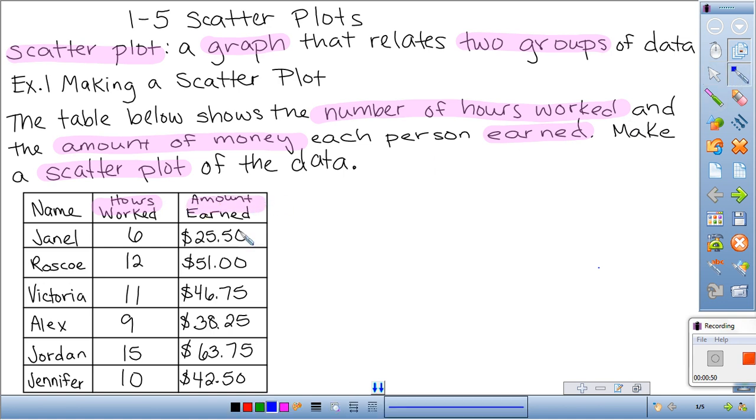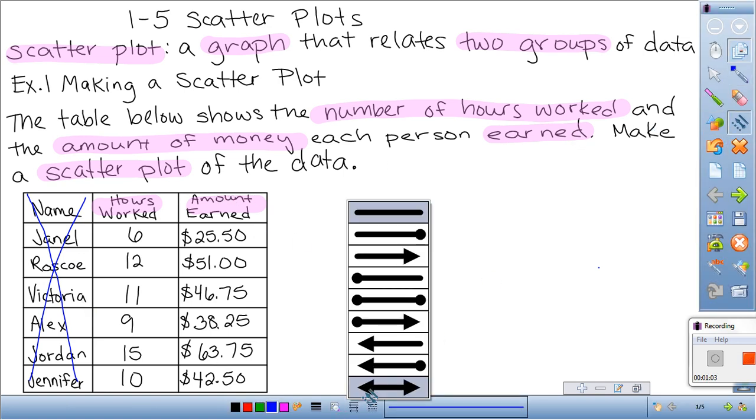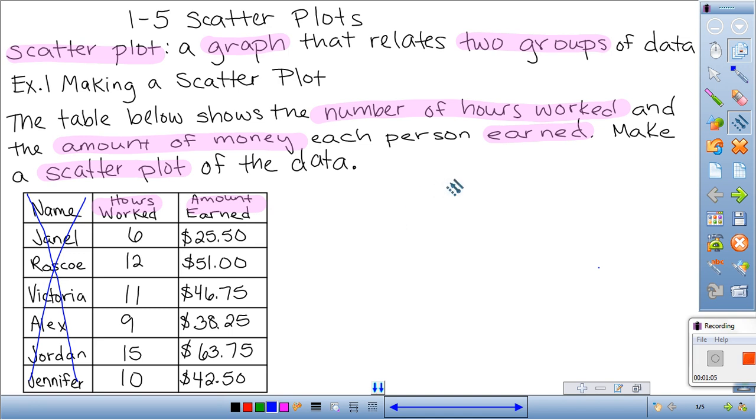It doesn't say anything about the names. We don't really care about the names. We're not putting those on our graph. So I'm going to completely ignore those. Now, these are the two we're putting on our graph, but before we can graph, we need to go over a little review of what is a graph.